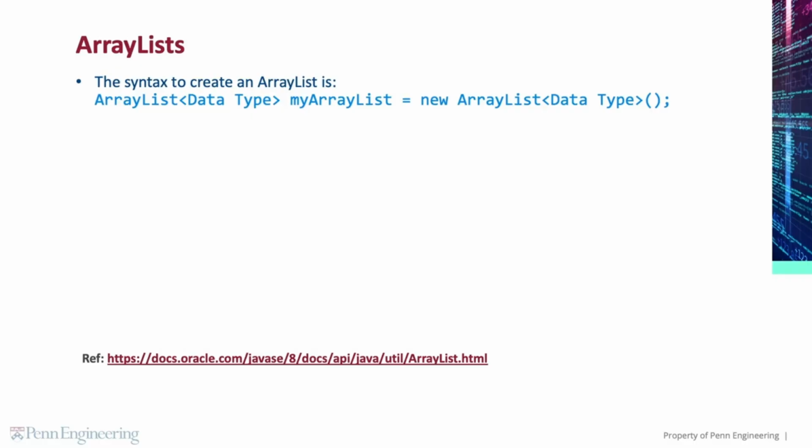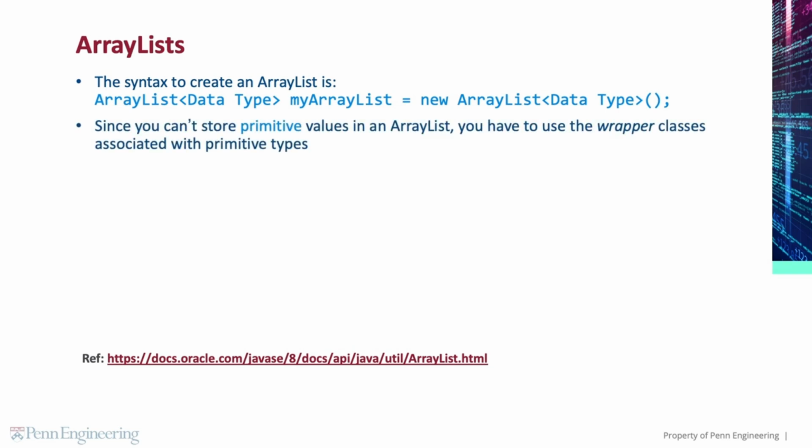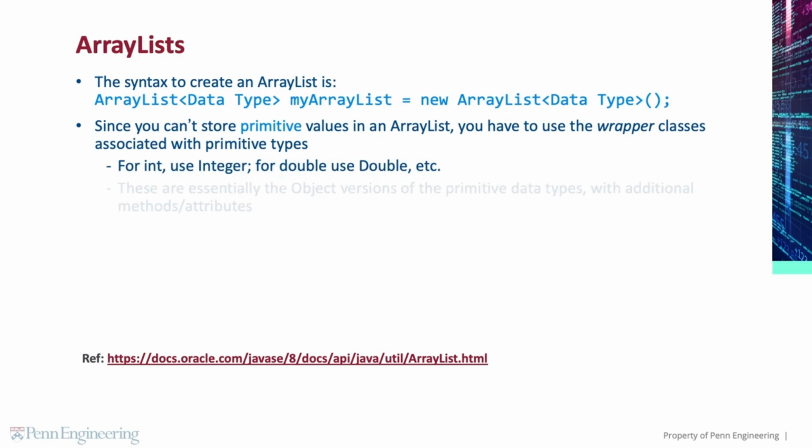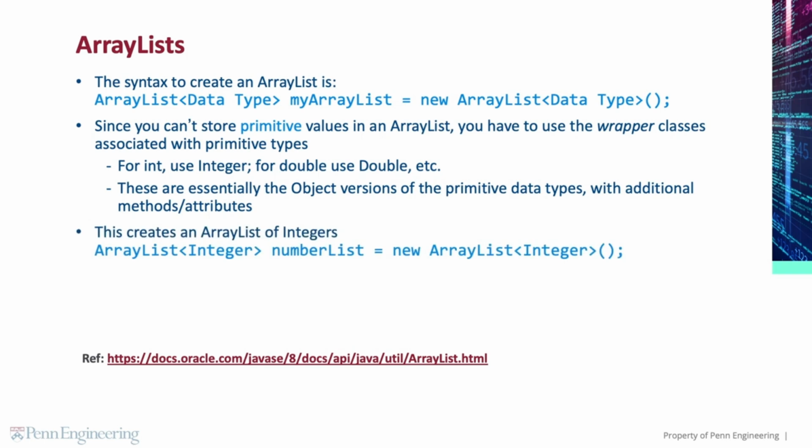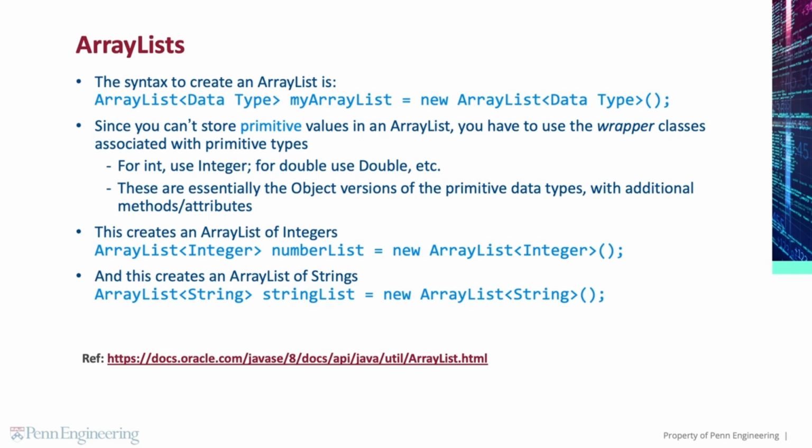The syntax to create an ArrayList looks like this. You put the type of data being stored in the ArrayList inside of angle brackets. You can't store primitive values in an ArrayList, so you have to use the wrapper classes associated with the primitive types. For int, use Integer. For double, use Double, and so on and so forth. These are essentially the object versions of the primitive data types, with additional methods and attributes. This creates an ArrayList of integers, and this creates an ArrayList of strings.